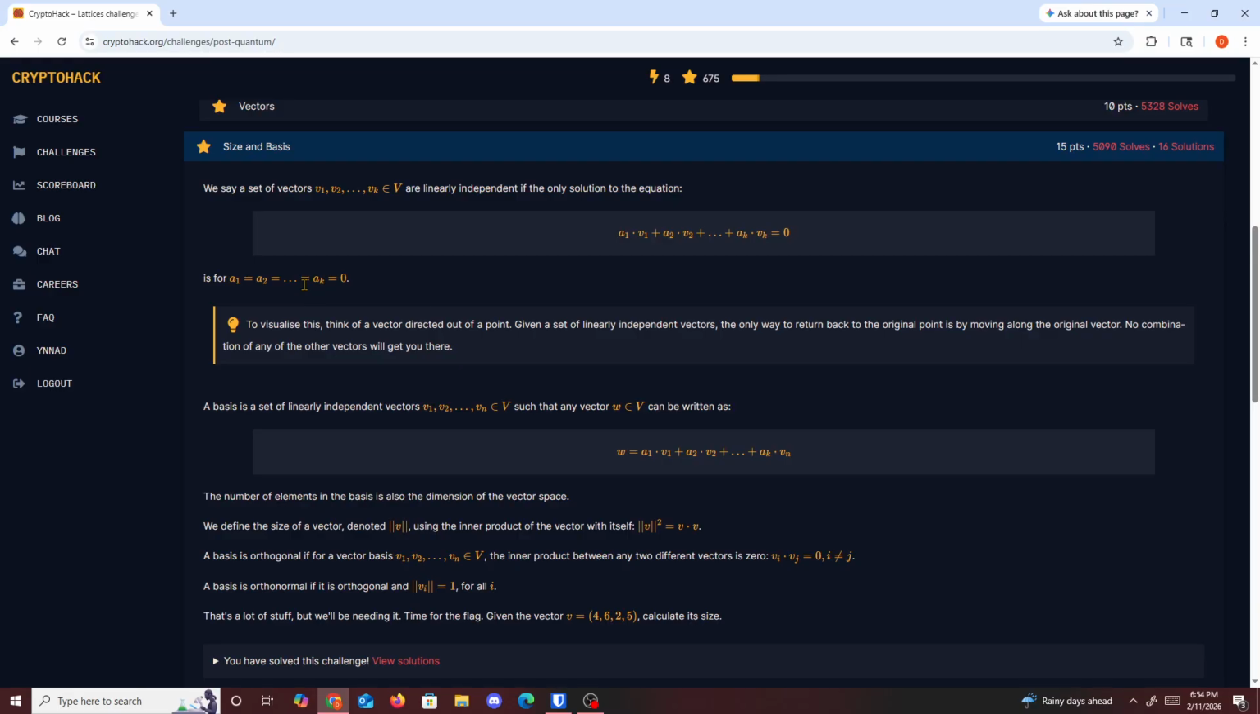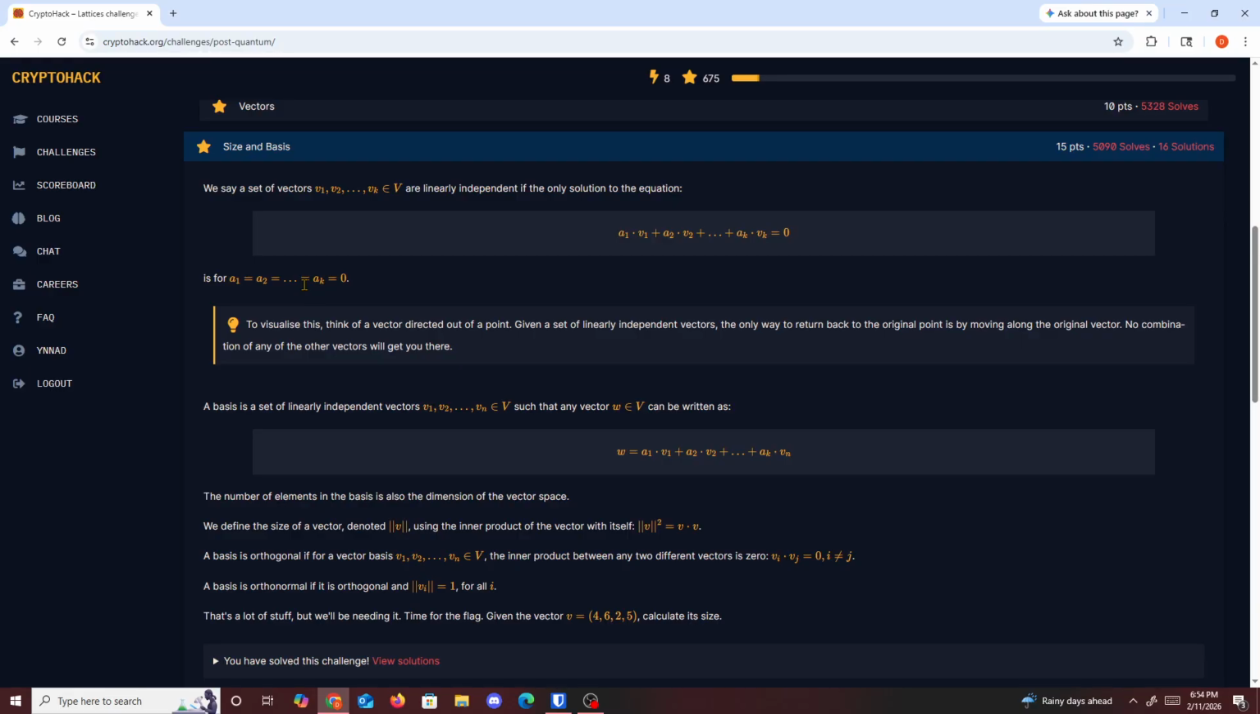A basis is orthogonal if the inner product between any two different vectors in the basis is 0. A basis is orthonormal if it is orthogonal and the size of each vector equals 1. That's a lot of stuff, but we'll be needing it.